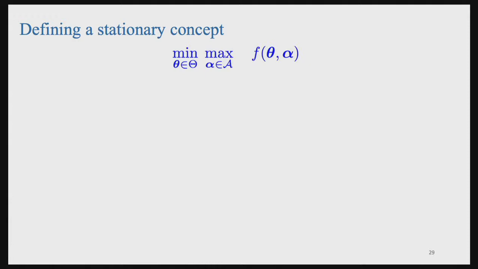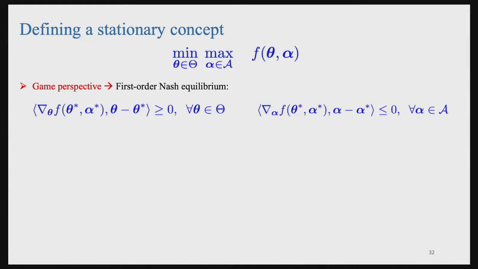The stationarity concept. For this optimization problem, I'm going to consider a game perspective, meaning that I look at it as two players, so the order does not matter in my presentation. Since they have non-convex objective functions, they are going to compute their first order Nash equilibrium or local Nash equilibrium. By first order Nash equilibrium, I mean the theta player satisfies the first order optimality condition. For the unconstrained case, this says that the gradient should be zero with respect to theta. And the alpha player should also have gradient zero, meaning that the derivative of their own objective is zero, so they are both happy locally, at least just by looking at their gradients.